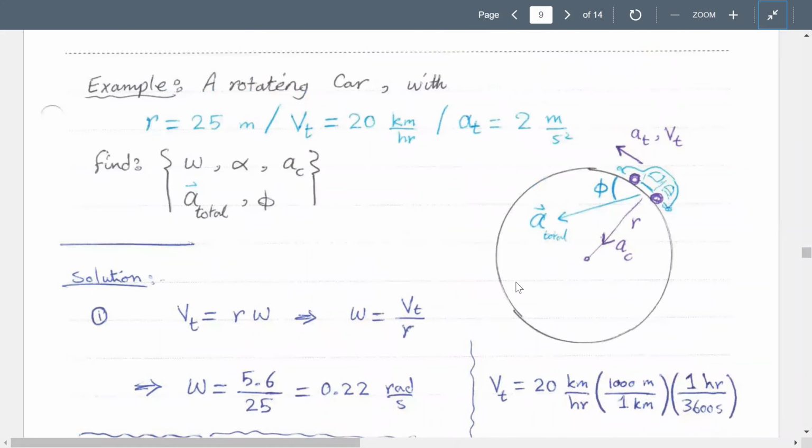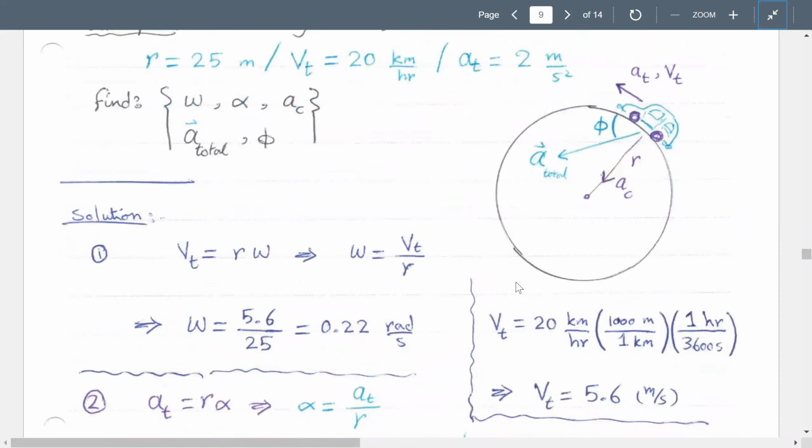Now, from the relations, we have that V tangential is equal to the angular velocity multiplied by the radius. Vt is given, radius is given. We need to find omega. This is the first thing. Okay, omega is 5.6 over 25, which is the radius. This radius, 25 meters. So omega, which is the angular velocity, is 0.22 radian per second.